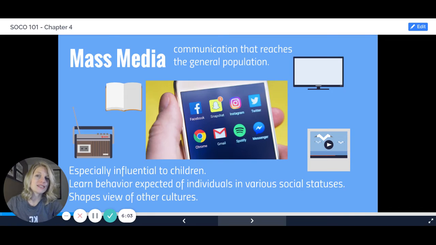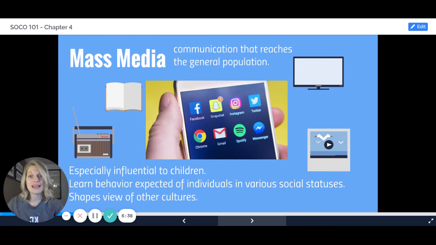Moving on from family, what is the next thing that impacts us the most in modern times? It is the mass media. So what is mass media? Mass media is communication that reaches the general population. So any form of communication that can reach a lot of people at one time. So we're talking about books, radio, television, the news when you watch it, magazines, billboards, any way to communicate to a large group of people at one time.